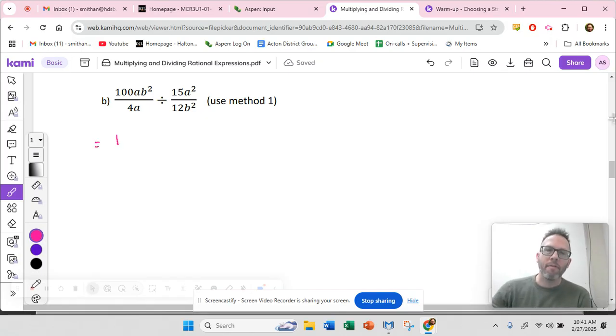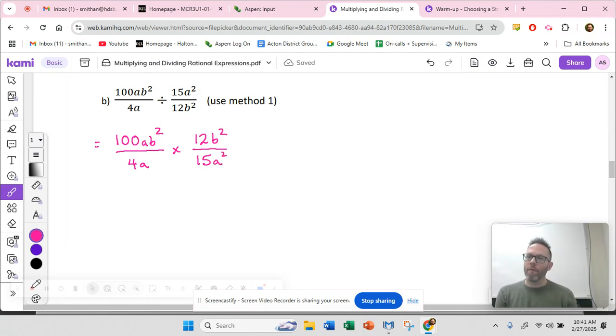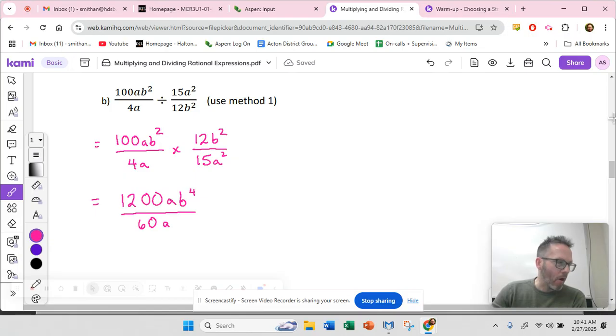So you would rewrite as a multiplication: 100ab squared over 4a, multiplied by, and then you flip, 12b squared over 15a squared. Now, if you can see 12 over 4 is 3, or 100 and 15 can both be divided by 5, you can simplify. For me, it just doesn't do it for me. But now I just multiply the tops together. 1200, we have a, and then b to the power of 4. And on the bottom, we have 60a to the power of 3.